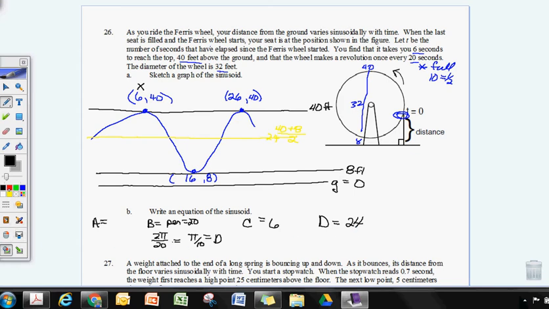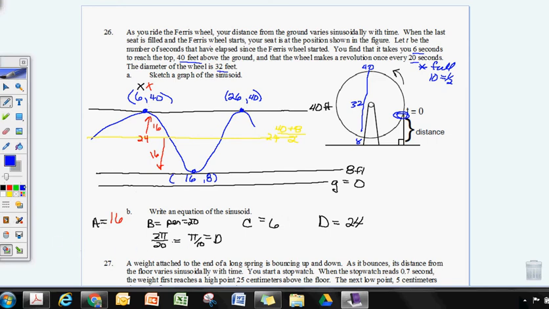So the last thing that I really need to do is find my amplitude. Since this is 24 and this is 40, do you see that that would span 16? And from 24 down to 8, that would span 16. So my amplitude is 16, and it starts up here high, so there's no flip to it.